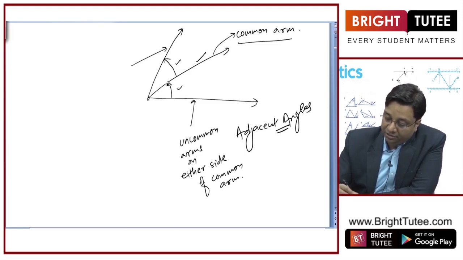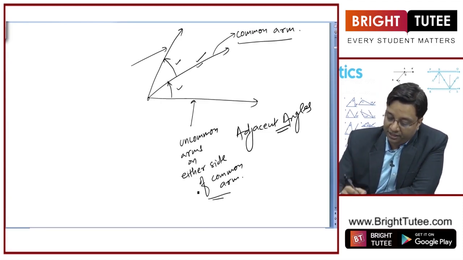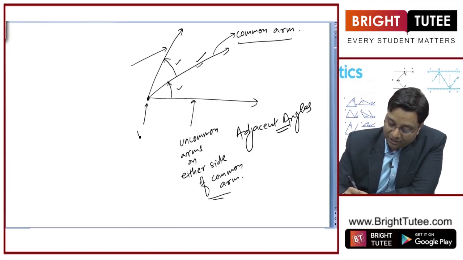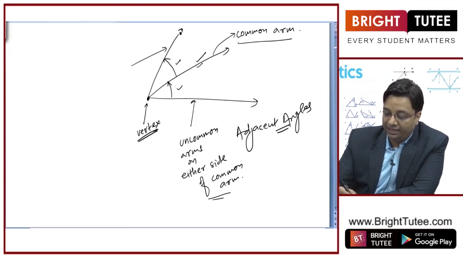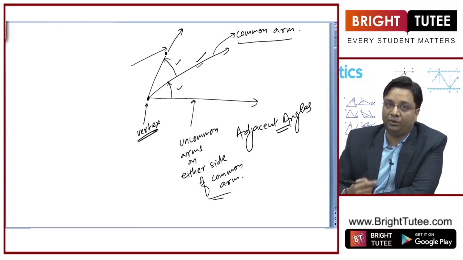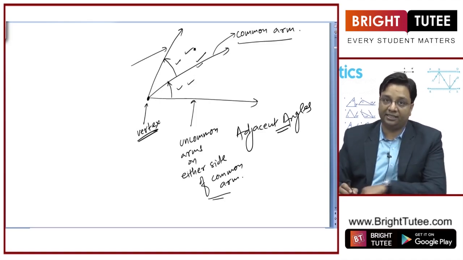So, there should be a common arm and there should be uncommon arms on either side of the common arm. What is the third property that needs to be satisfied? That they should have the same vertex. This is known as the vertex. They should have the same vertex, or the rays should originate from the same point. Then these two angles are known as adjacent angles.